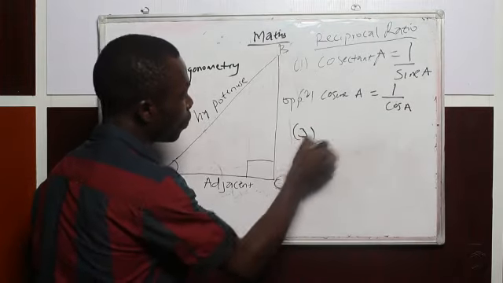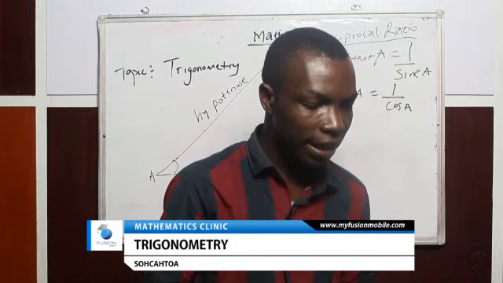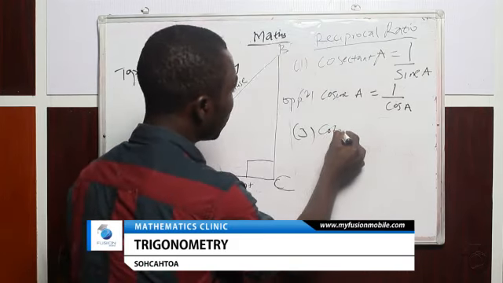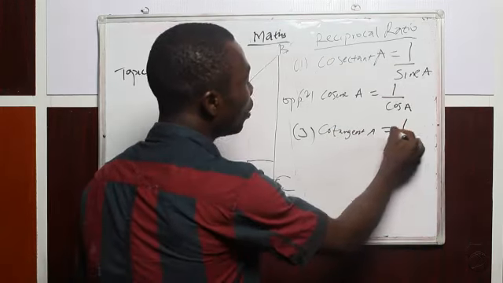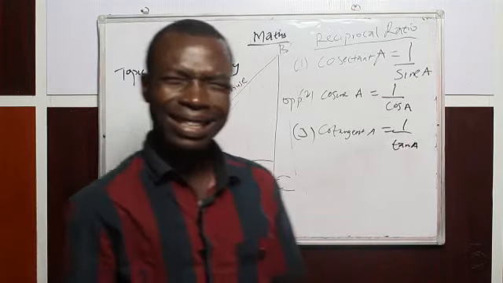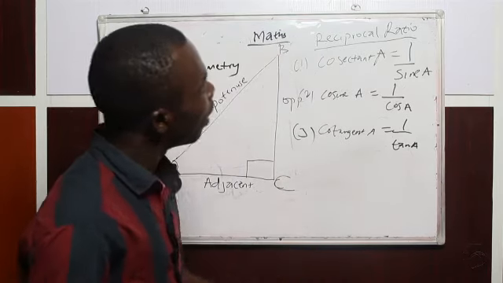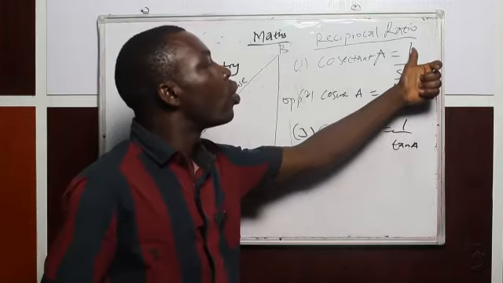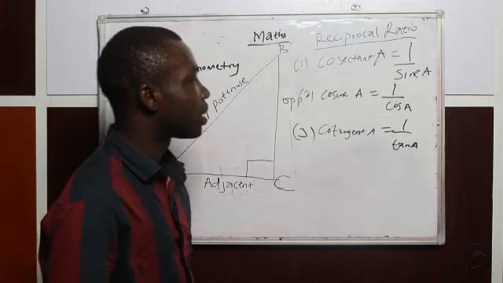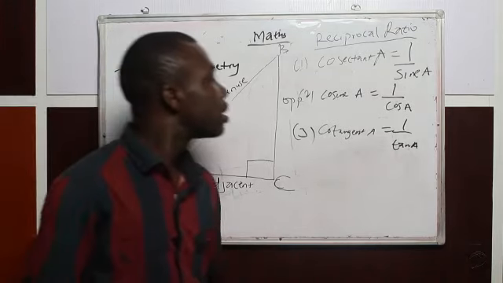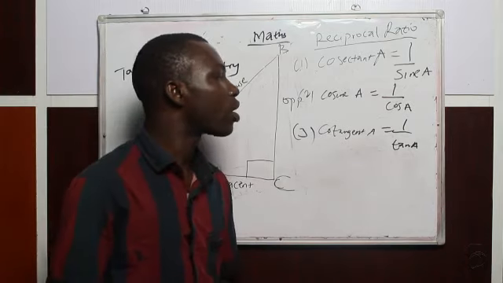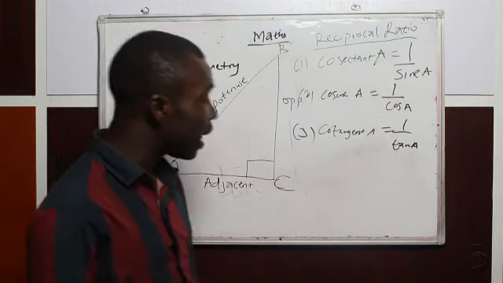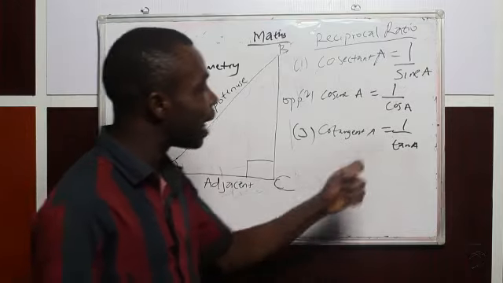Good. Third, we have cotangent A. Cotangent A is equal to 1 over tan A, which is the reciprocal ratio of tan A. Therefore, cosecant A is 1 over sine A, the reciprocal of sine A, and secant A is equal to 1 over cos A, the reciprocal value of cos A. Also, cotangent A is equal to the reciprocal value of tan A.